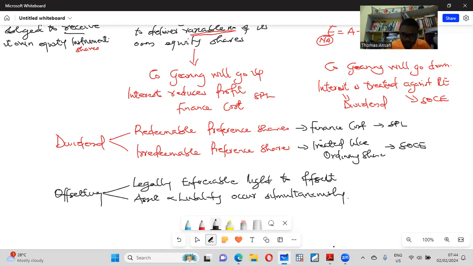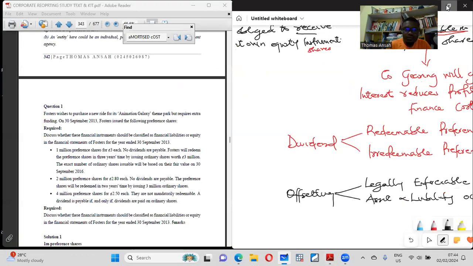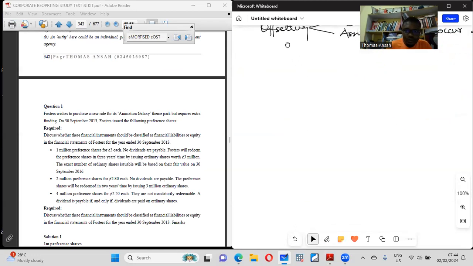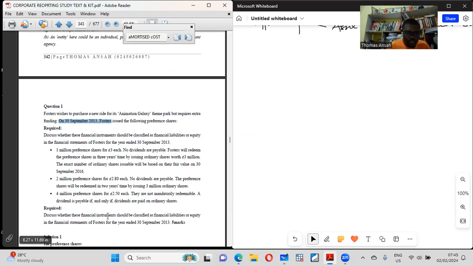Let's take an exercise. All right. So look at this. It says that Foster wishes to purchase a new ride for its Amazon Animation Galaxy theme park, but requires extra funding. So on 30th September 2013, Foster issued the following preference shares. In all these, we are required to discuss whether these financial instruments should be classified under equity instruments or financial liability. We have 5 marks. So let's look at them.